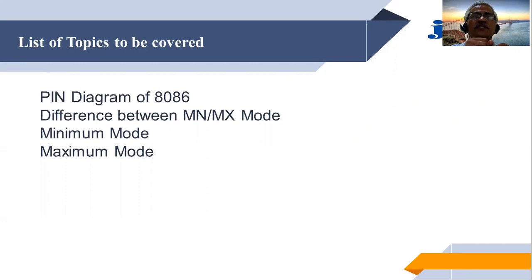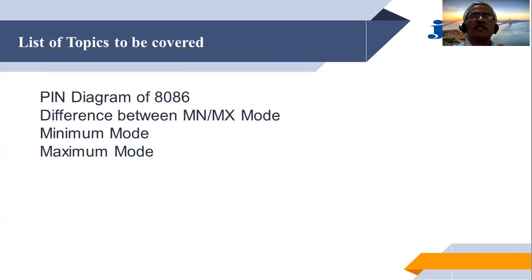Then we will see the signals of the minimum mode and how the 8086 is configured in the minimum mode. Then we will see the operation of the 8086 in the minimum mode with the help of the timing diagram. Then we will see the things for the maximum mode of operation and the configuration and some internal details of the microprocessor operating in the maximum mode of operation.